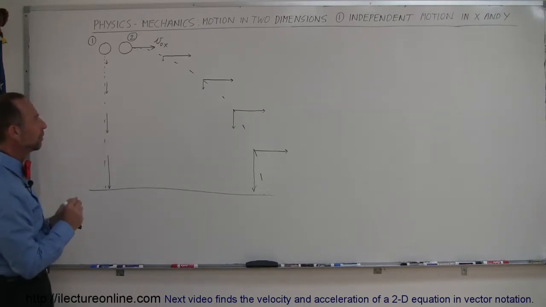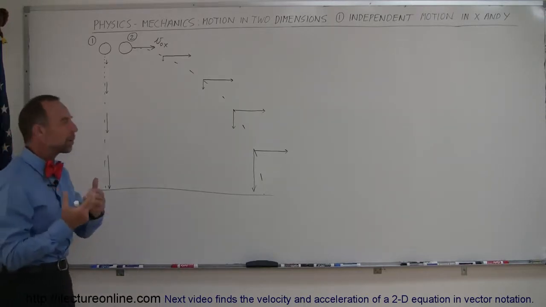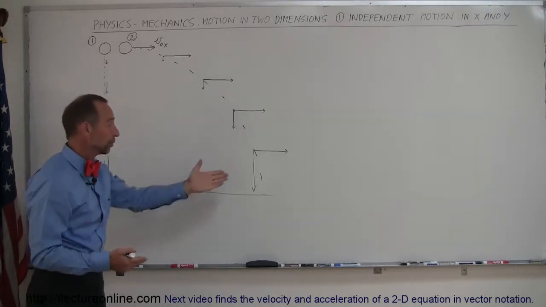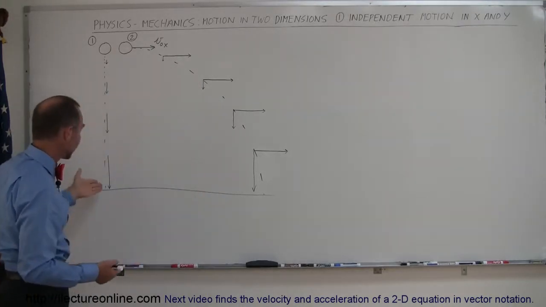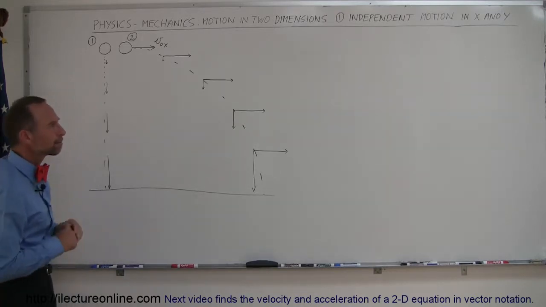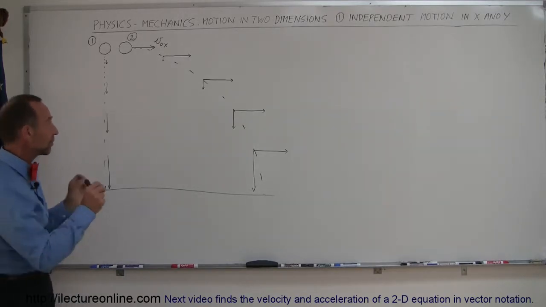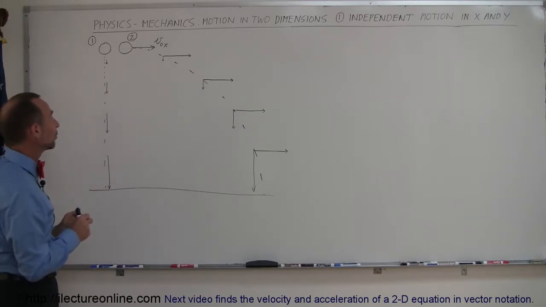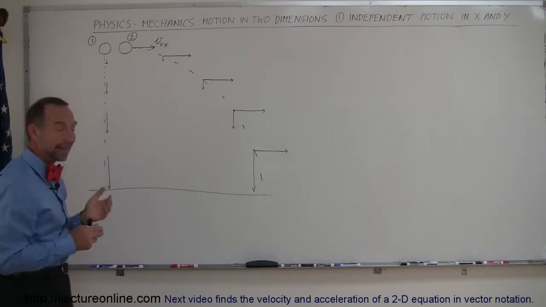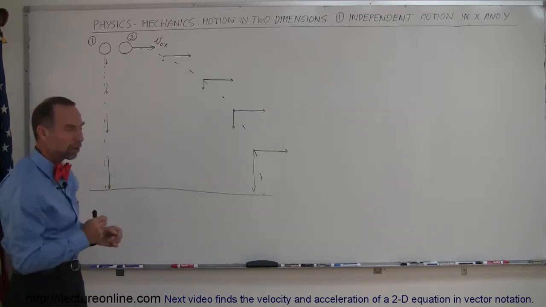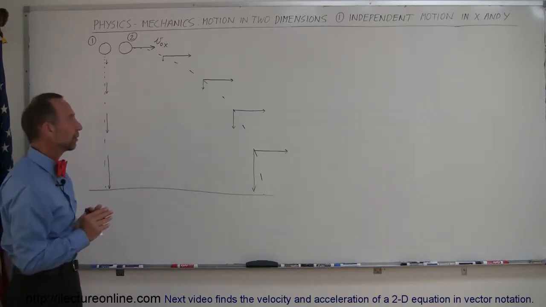Sometimes that seems a little puzzling, because intuitively we would think that the ball which travels a greater distance would take longer to hit the ground than the ball that just drops straight down. The reason why they hit the ground at the very same time is because the motion in the x direction and the motion in the y direction, so the horizontal motion of the ball and the vertical motion of the ball, are completely independent of one another.